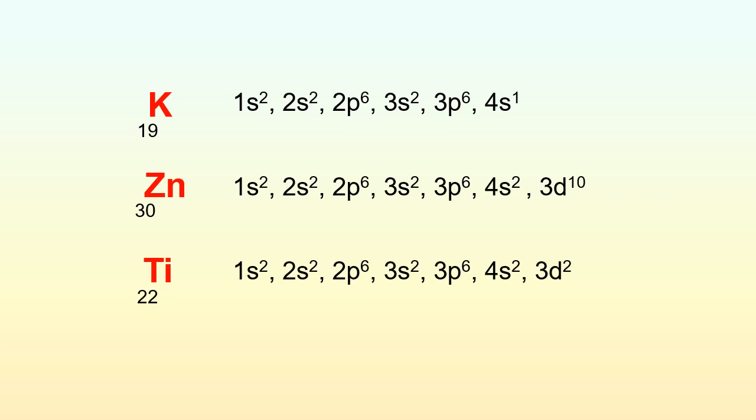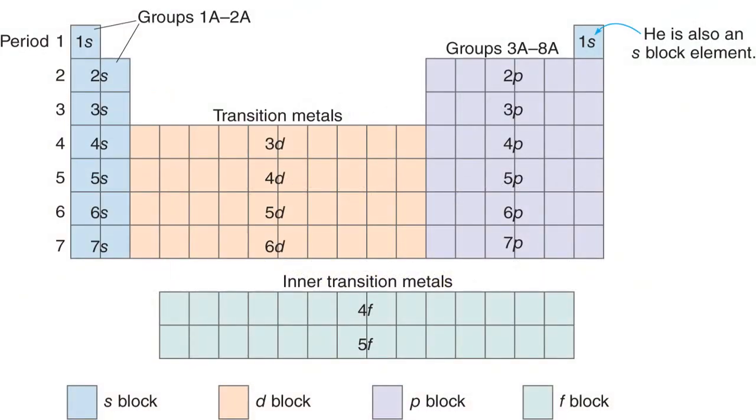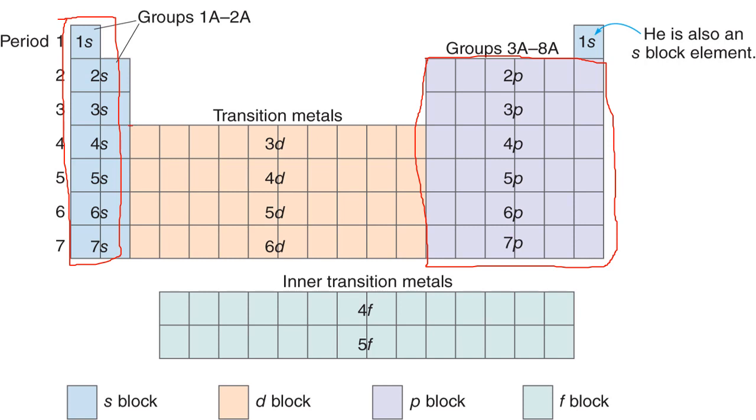We also have one direct method, which is by using the periodic table. We have discussed in chapter number 2 the blocks of elements in the periodic table. There are 4 blocks. S block, the first 2 groups. P block, the last 6 groups. D block, the 10 groups in the center. And F block.